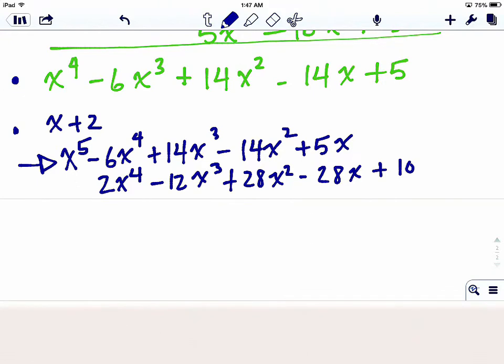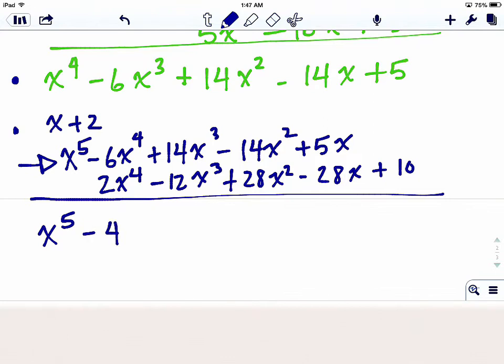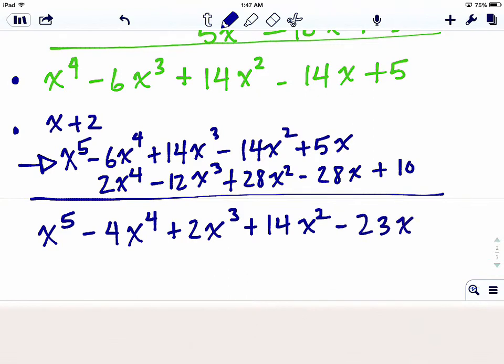These now need to be added together. So add those up. And now we're up to a fifth order polynomial, x to the 5th minus 4x to the 4th plus 2x cubed plus 14x squared minus 23x plus 10. This is a polynomial that has all of the zeros needed.